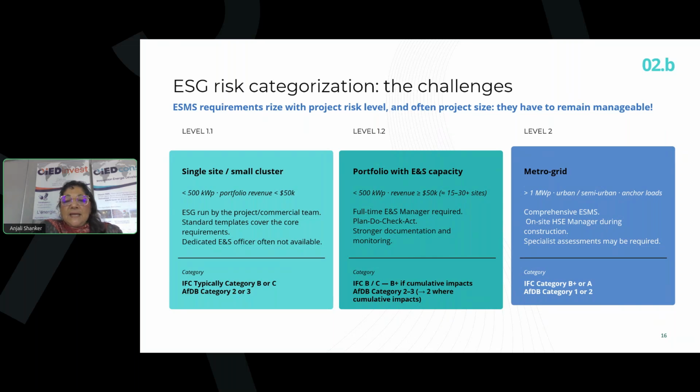So the ABCs, of course, are the IFC category, and these basically relate to the category 1, 2, 3 of the African Development Bank. So clearly what we are stating over here is that we have to have a good screening process given the size of the investments that we're talking about. Next slide, please.